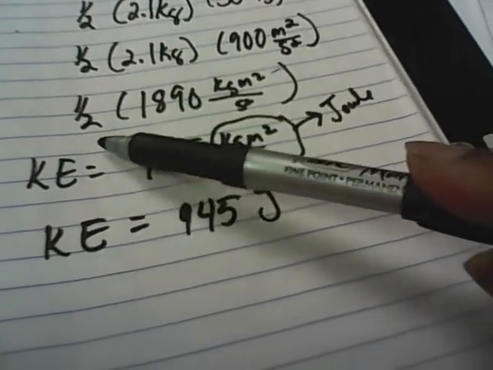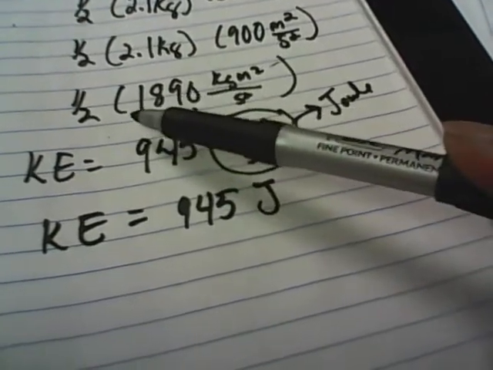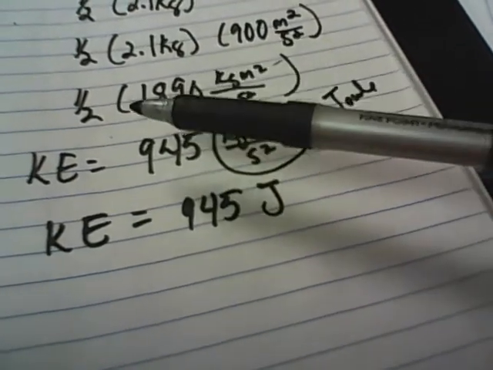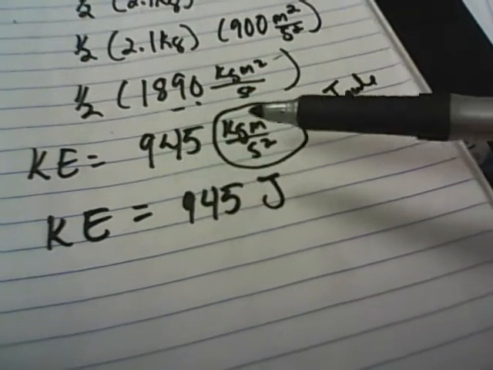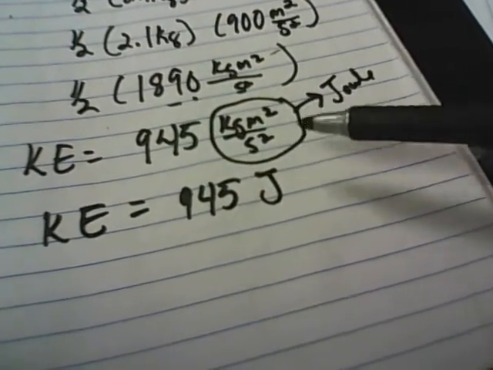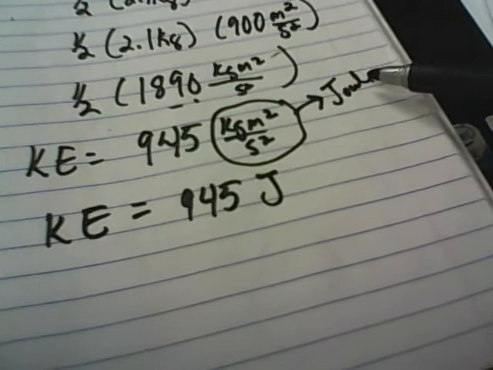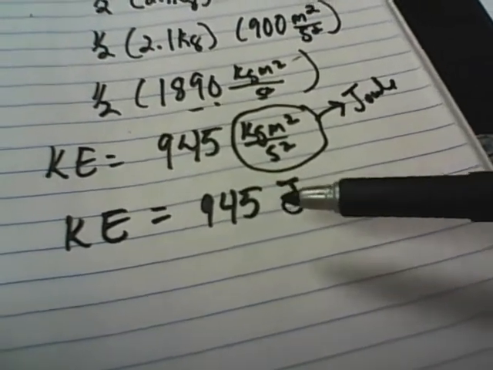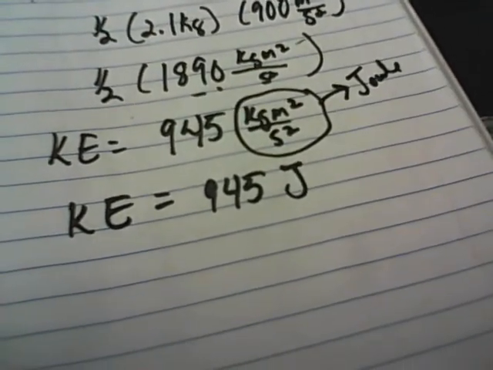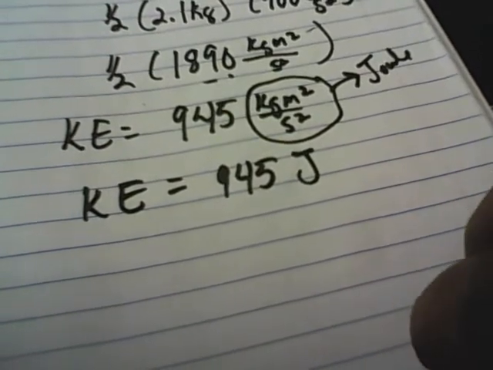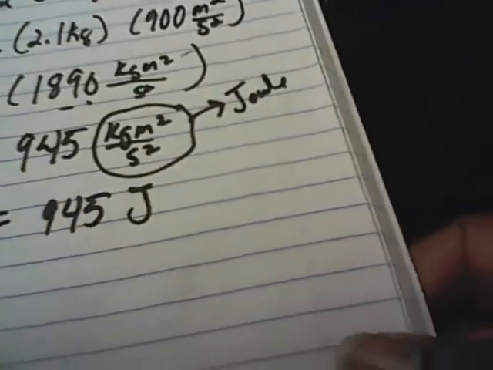And then we take 1/2 of 1890. That means 1890 divided by 2, or times 0.5, is 945 kilograms meters squared per second squared. And that always equals a joule. And so your answer is 945 joules. Okay? I hope that has helped us with understanding how to calculate a joule.